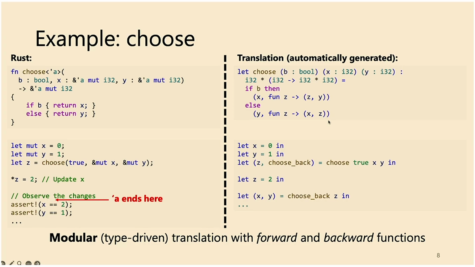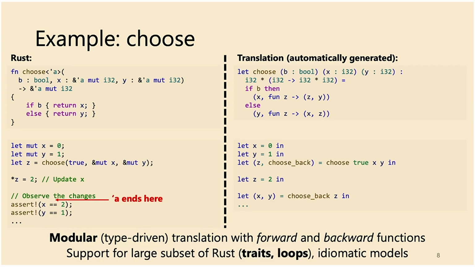This is a modular translation that is type-driven, and it's very important to make it work with what we call forward and backward functions. Okay? And it's very simple, but it works for a quite large subset of Rust with, for example, traits and loops, and it leads to, I think, a quite idiomatic model. So let's see in practice how it works.